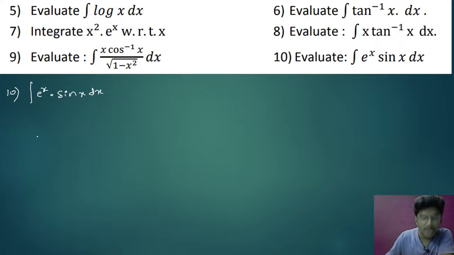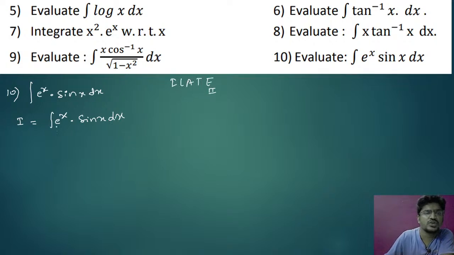Okay. So now see how to simplify this. I will write this as I equal to integration of e raised to x into sin x with respect to dx. So now again you can use the ILATE form. Here exponential is last, so it will be the second function. Trigonometry you can take as the first function.